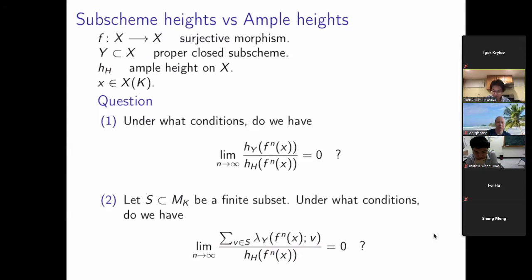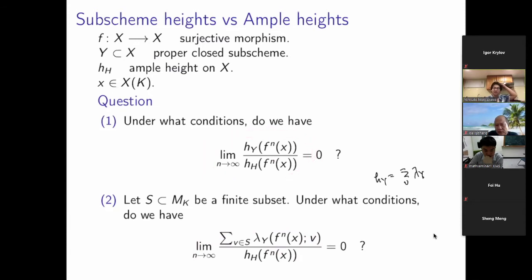So by the definition, h_Y is the sum of local height functions. So if we know this limit goes to 0, of course this limit also goes to 0, right? But even if this limit doesn't go to 0, this limit can be 0. So I want to consider these questions separately. So the below is not a sub question of the first one.